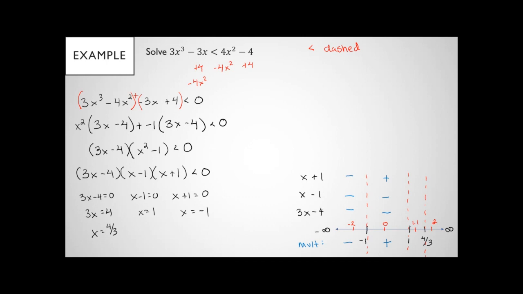Now I need to plug in 1.1, so that's where having a calculator handy will help. So if I plug 1.1 into x plus 1, that gives me 2.1, which is positive. Then 1.1 minus 1 is 0.1, which is also positive. Then I have to do 3 times 1.1, then minus 4. I get negative 0.7. So all I care is that that is negative. Here, I have 1 negative sign, so that's odd, so my multiplication will be negative.